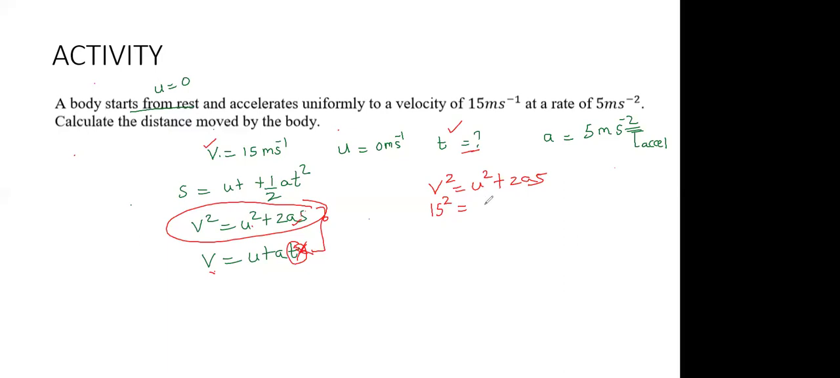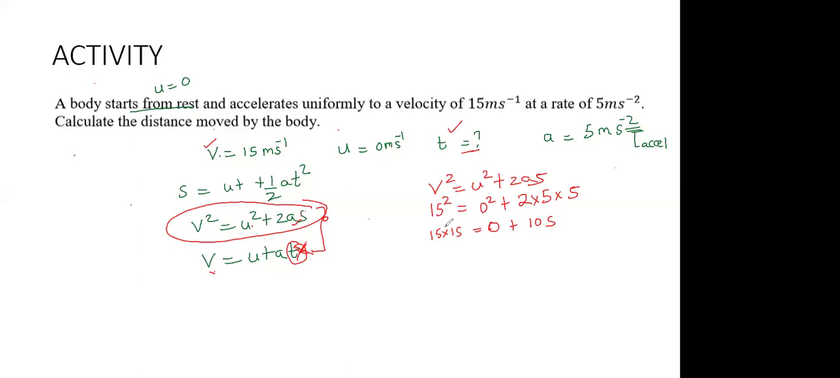Since V is 15, I will say 15 squared is equal to. What is your U squared? Since U is 0, 0 squared. Plus two times what is your A? A is also 5. Then times S. Now 15 squared means 15 times 15. Is equal to 0 squared, which is 0 times 0, which is 0. Plus 2 times 5, that's 10. 10s. So Daniela, place 15 times 15. What do you get?